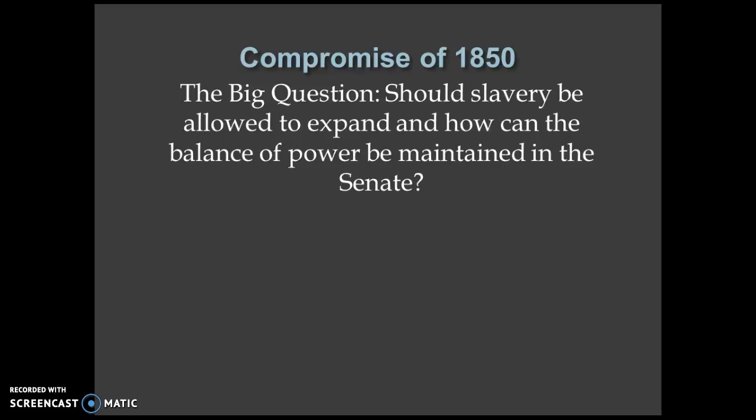Okay, the next thing I want to look at here is the Compromise of 1850. This is something that we'll look at in our next lesson as well when we get to the short-term causes, but let's preview a little bit. The big question surrounding the Compromise of 1850 is this: should slavery be allowed to expand, particularly into the new territories that are quickly becoming states, and how can the balance of power be maintained in the Senate?